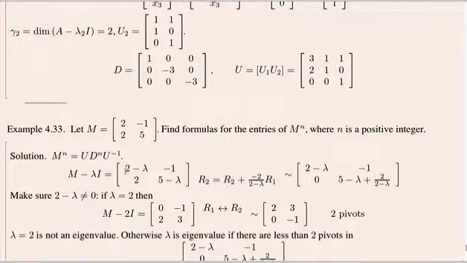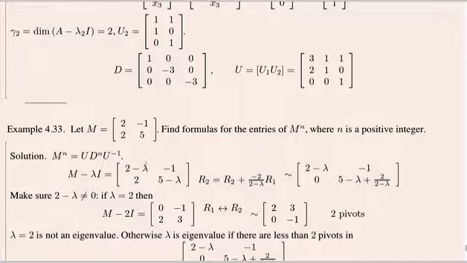Next example, it's a 2 by 2 matrix now, M. And now we want to find a formula for the entries of M to the n, where n is a positive integer. And the solution is that we want to diagonalize this M matrix and then write M to the n as U D to the n U inverse. So for that we have to go through the diagonalization process, finding the eigenvalues and eigenvectors. It's a 2 by 2 matrix, so hopefully it's not going to take as much time as the previous example.